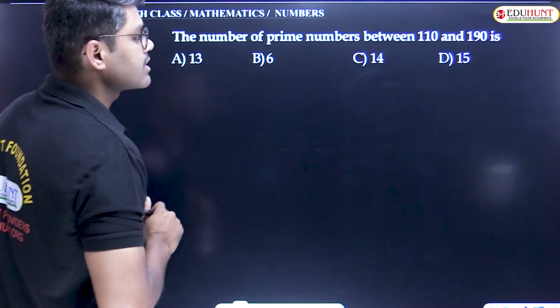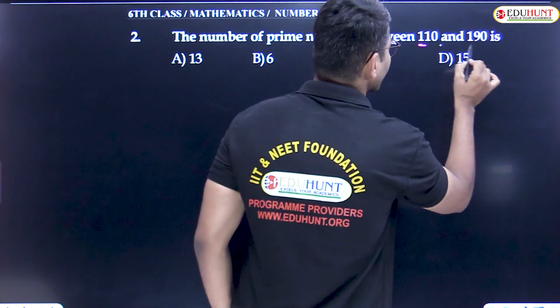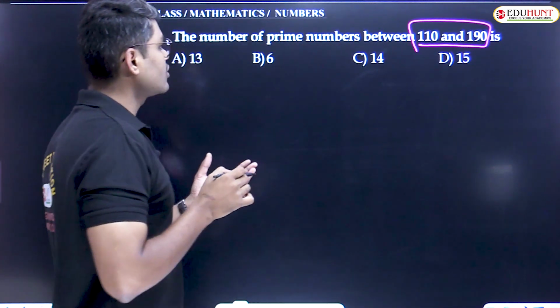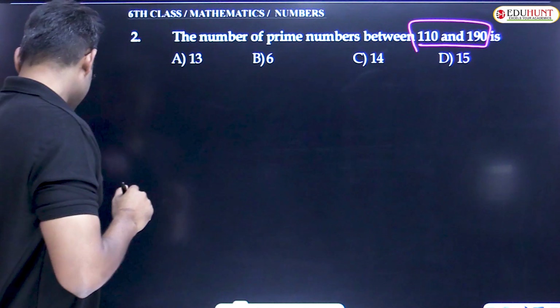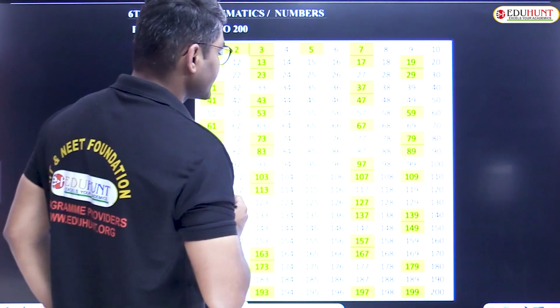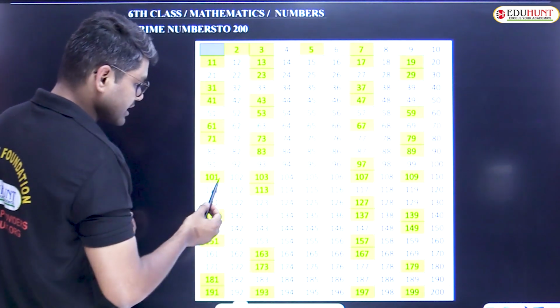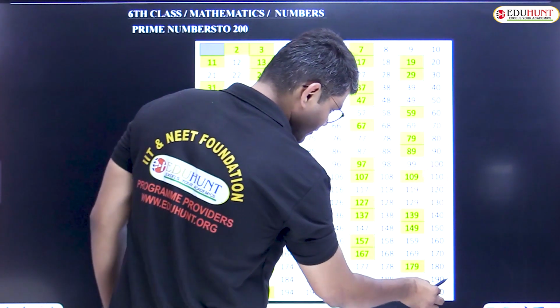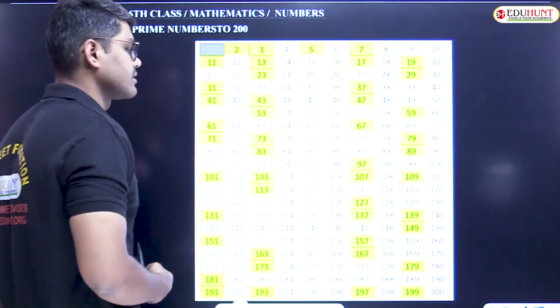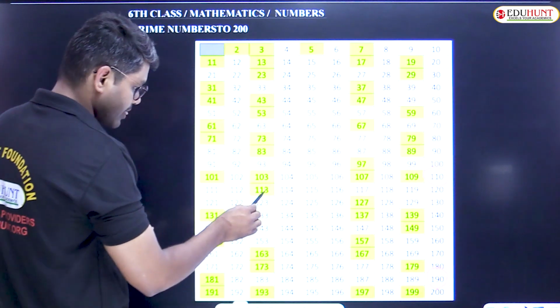The number of prime numbers between 110 and 190. Here we should find the prime numbers between 110 and 190. Let's check this. Here 110 is there, from here to 190. Okay, how many numbers are there in between them?